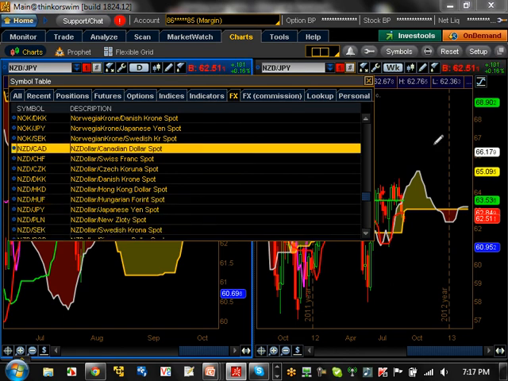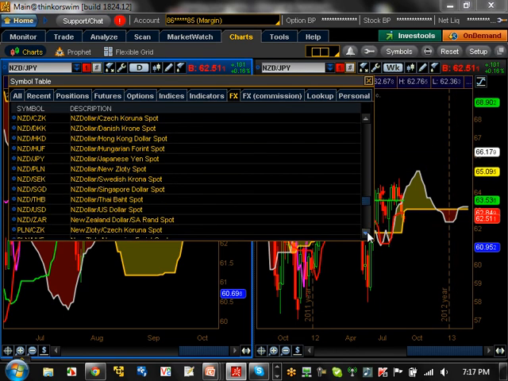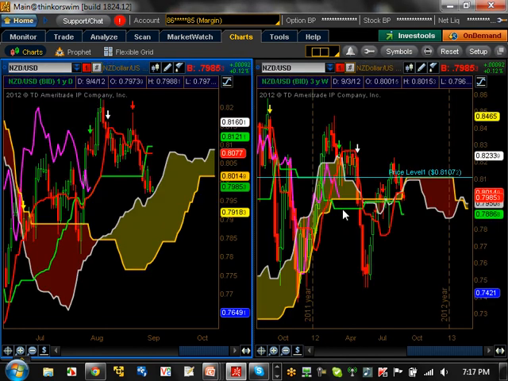Okay, and moving closer. So New Zealand yen, which was on the heat map, really not an opportunity there because it's going into the cloud. We really don't want to take those trades. Those are for more of the aggressive traders. Really want something that's kind of below the cloud or above the cloud as being an opportunity.